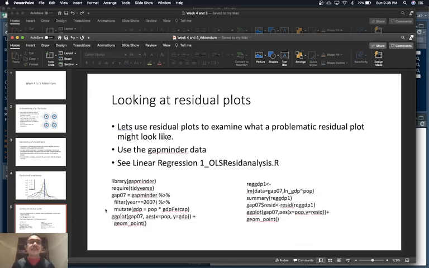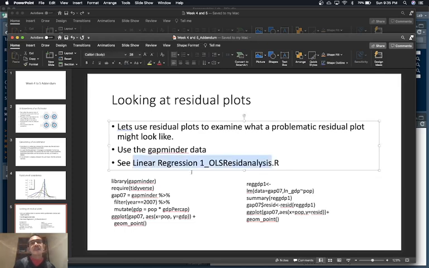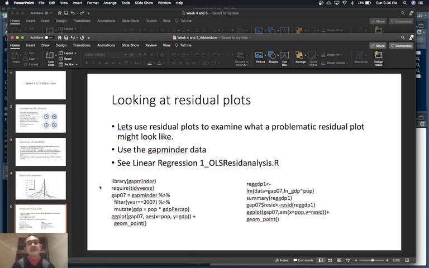All right, so now let's try to look at residual plots again. In the earlier slides, we showed a picture of an OK residual plot. But what about a non-OK residual plot? We have an additional code here, which is linear regression 1 OLS residual analysis.R. And here are the Gapminder codes, which are there in the code here. I just copied them here. So you can run them, and at the end, it will result in a ggplot.